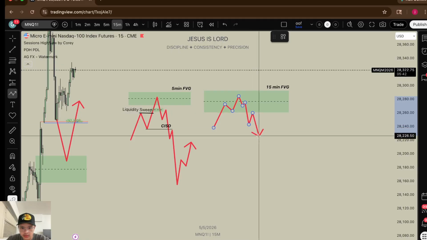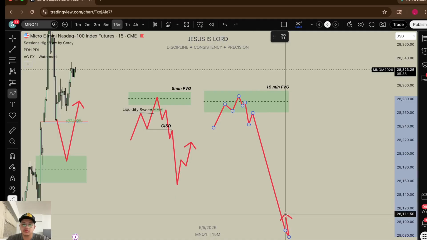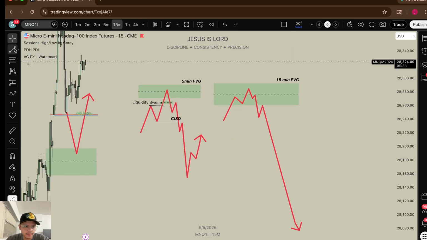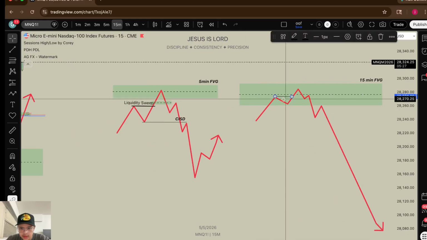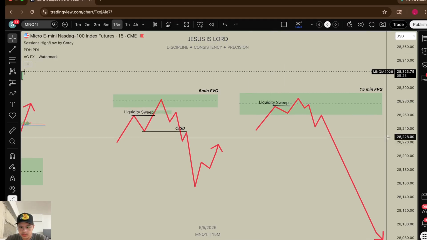Changing the state. Boom. Okay. You guys see that? Liquidity sweep. Okay, liquidity sweep over here. Let me label it so it makes sense. Liquidity sweep.